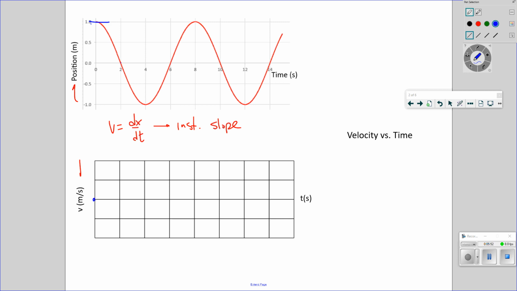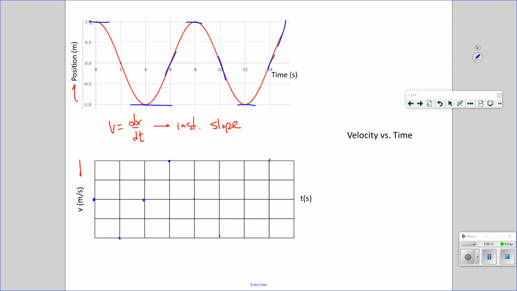All right, well, what's the slope of this position function now? Well, it's, quote, big and negative. What's the slope now? Well, it's 0 again. What's the slope now? Well, it's big and positive. What's the slope now? It's 0. What's the slope now? It's big and negative. What's the slope now? It's 0. What's the slope now? Now it's big and positive.